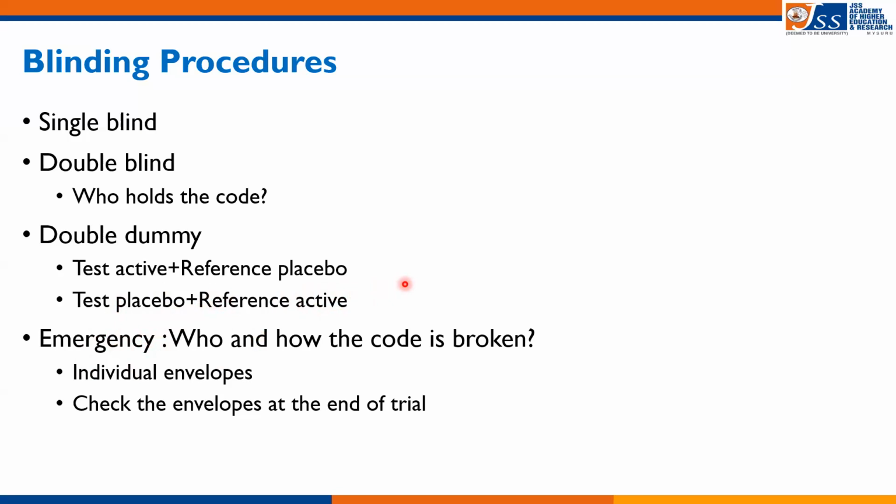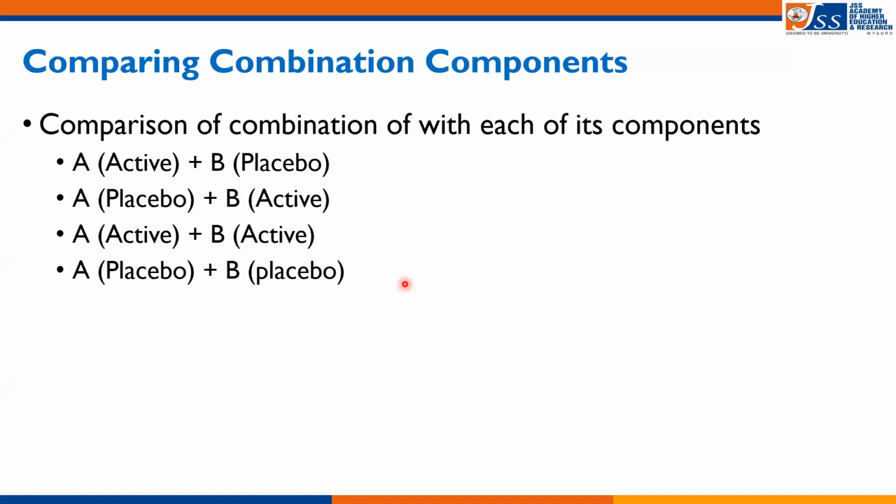So I need to treat that person, but I don't know what has been administered to the patient, whether I have given them placebo or the drug. In cases of emergency, there is something called code break. That means you can break the code and see what has been given to which patient, so that it will be easy for us to treat the person's adverse conditions.